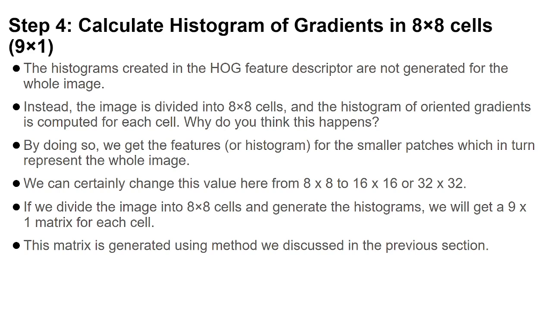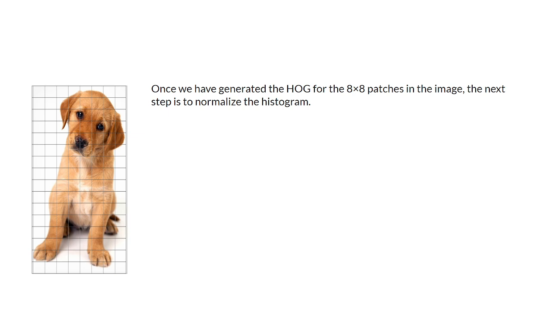By doing so we get the features, or the histogram, for smaller patches, which in turn represent the whole image. We can certainly change these values from 8 by 8 to 16 by 16 or 32 by 32. If we divide the image into 8 by 8 cells and generate the histogram, we'll get a 9 by 1 matrix for each cell. This matrix is generated using the method we discussed in the previous section.